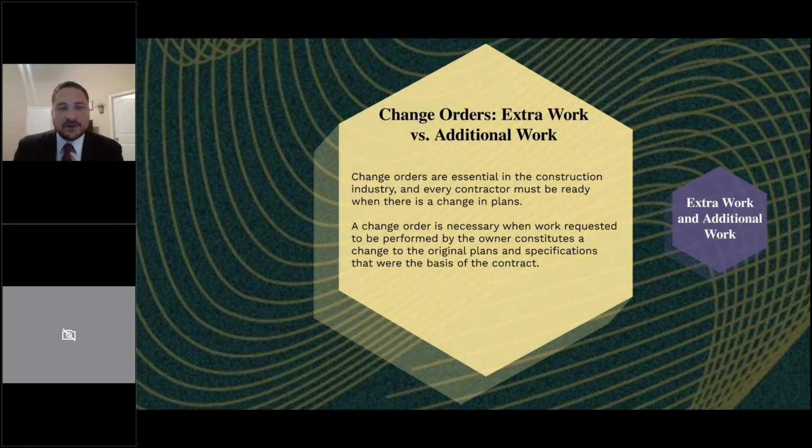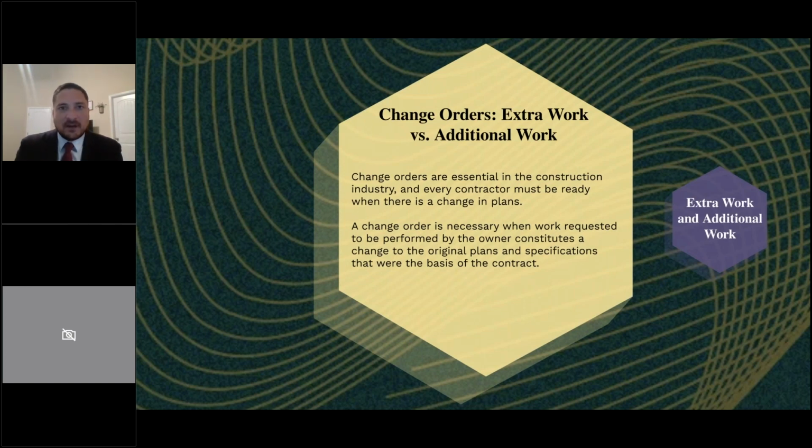Now, once you've established what is within your scope of work, that's where change orders become essential. You have to understand what's outside of the scope of work and what was already considered. And that's what is called extra work versus additional work. Now, extra work is what is not considered the scope of the original contract, and it's outside of it and independent. Extra work is where you need a change order.